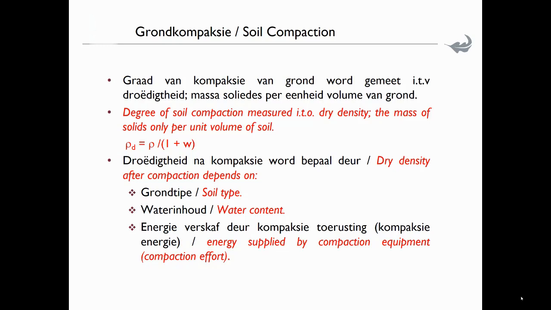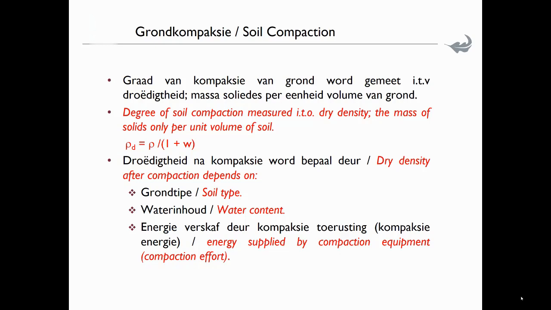The degree of soil compaction is measured in terms of the dry density, the mass of the solids only per unit volume of soil. I repeat, the mass of the solids only per unit volume of soil. So the dry density equals the density divided by 1 plus the water content. The dry density after compaction depends on the soil type. You can imagine that a sand will compact better than a gravel, but a silt will compact better than a sand.